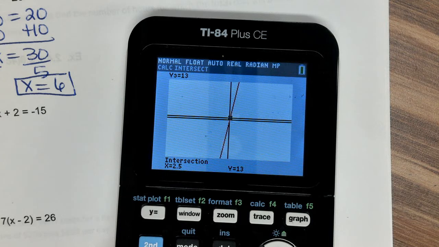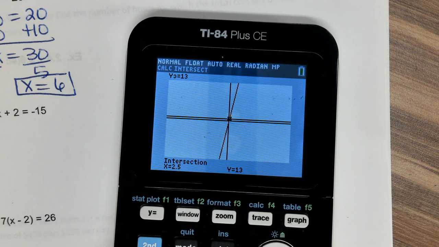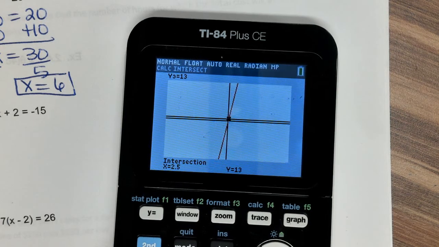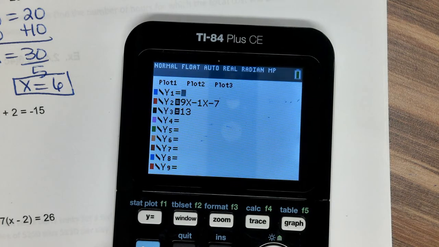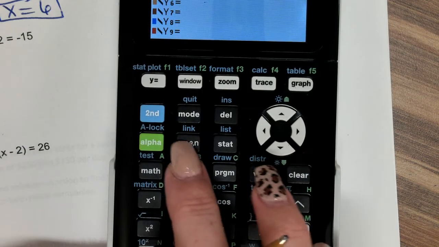Did y'all get it in the calculator? Did y'all get 2.5? No? Go to y equals. Did you type in 9x minus 1x minus 7, or did you type the negative sign? The x is right here.